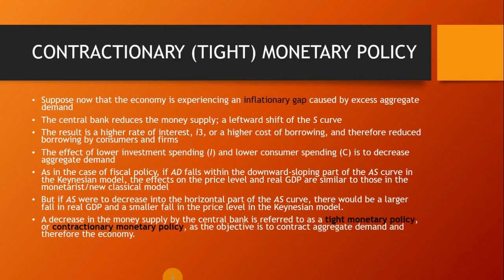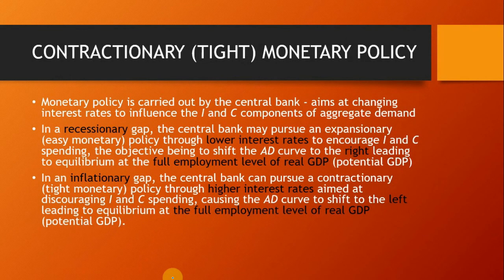So a decrease in the money supply by the central bank is referred to as tight monetary policy, also known as contractionary monetary policy, as the objective is to contract the aggregate demand and also the level of the economy. So in conclusion, monetary policy is carried out by the central bank, which has the aim to change the interest rate to influence the components of aggregate demand, which are consumer spending and investment. I'm sorry, the components of aggregate demand, not macroeconomics.